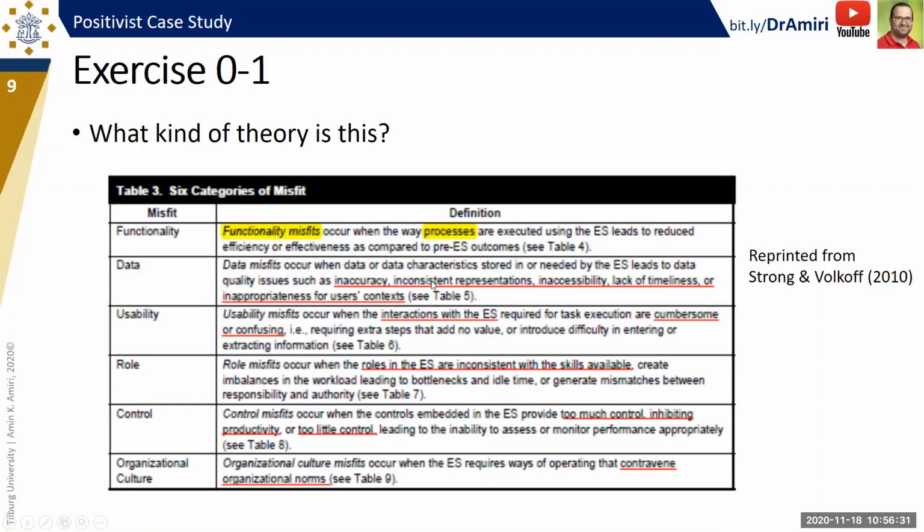Okay, now let's have some exercise so that we understand. You can check yourself if you learned things. So the first question is, what kind of theory is this? This is a table created by Strong and Volkov. I would like to see your answers in the chat section.